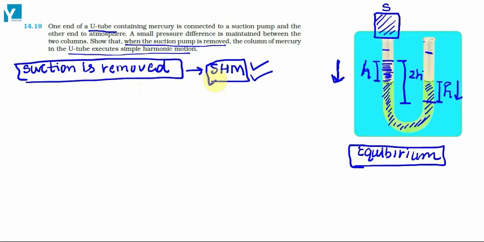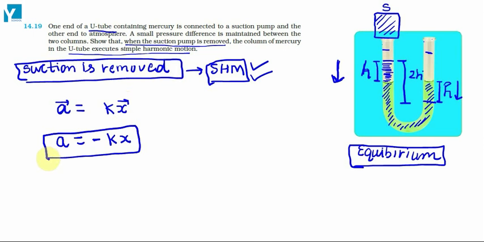To prove the motion is SHM, we just need to prove that the acceleration is equal to minus some constant times the displacement. If we are using vectors, we need not put the negative sign. Or we can write acceleration is equal to minus k times the displacement. We just need to prove this in order to prove that the motion is SHM.